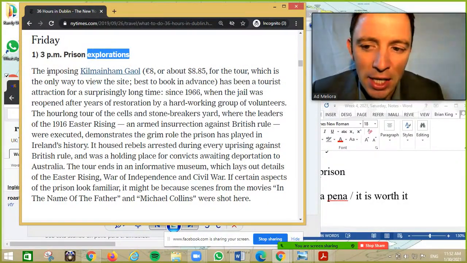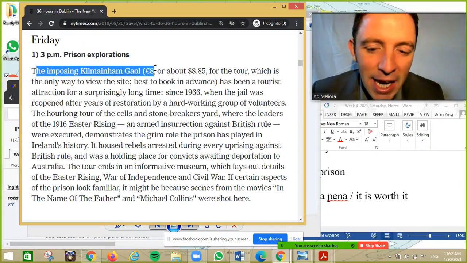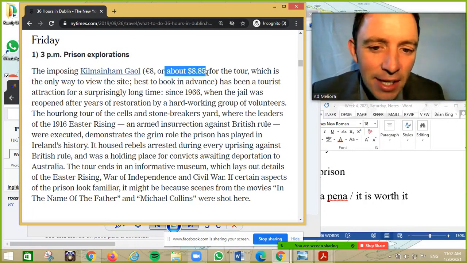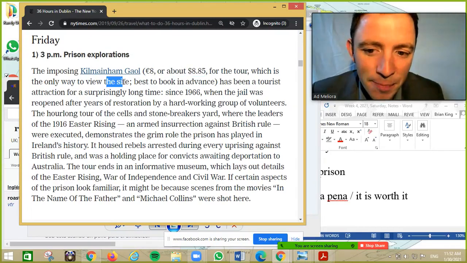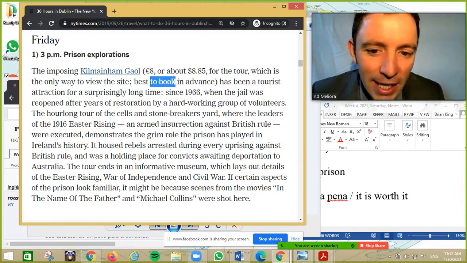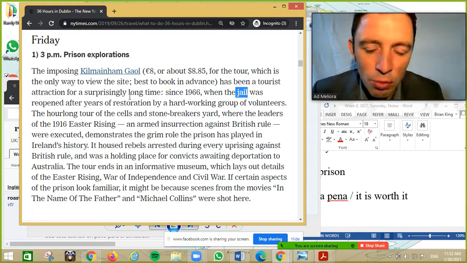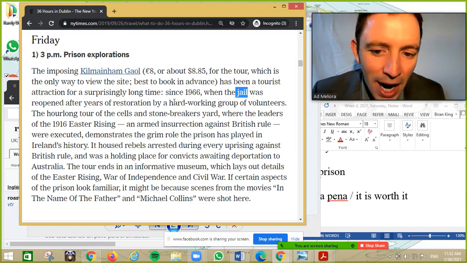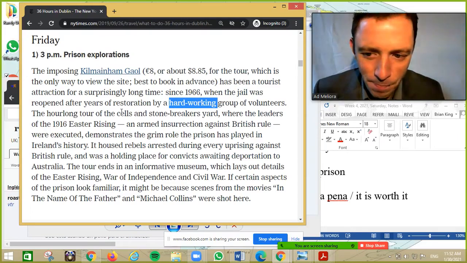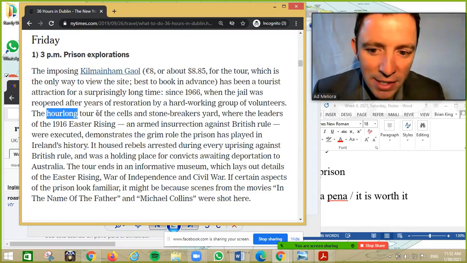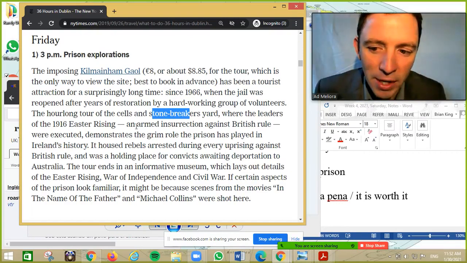Prison explorations. So the imposing Kilmainham Gaol, €8 or about $8.85 for the tour, which is the only way to view the site. Best to book in advance, has been a tourist attraction for a surprisingly long time, since 1966, when the jail was reopened after years of restoration by a hard-working group of volunteers. The hour-long tour of the cells and Stonebreakers yard where the leaders of the rising were executed, okay, demonstrates the grim role the prison has played in Ireland's history.